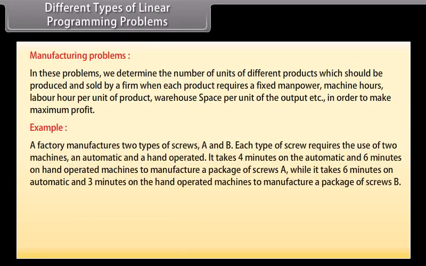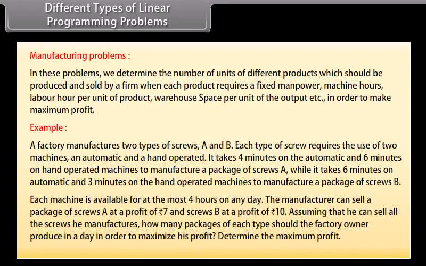Example. A factory manufactures two types of screws, A and B. Each type of screw requires the use of two machines, an automatic and a hand-operated. It takes 4 minutes on the automatic and 6 minutes on the hand-operated machine to manufacture a package of screws A, while it takes 6 minutes on the automatic and 3 minutes on the hand-operated machine to manufacture a package of screws B. Each machine is available for at the most 4 hours on any day.